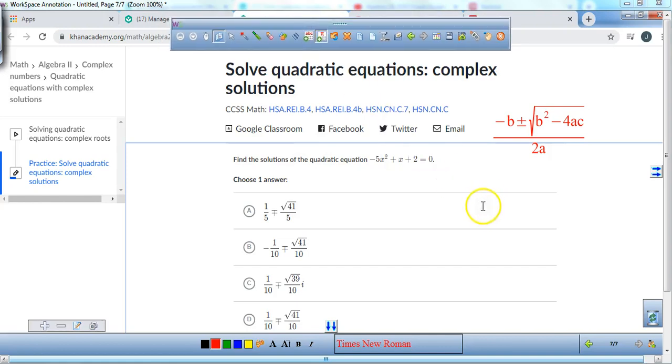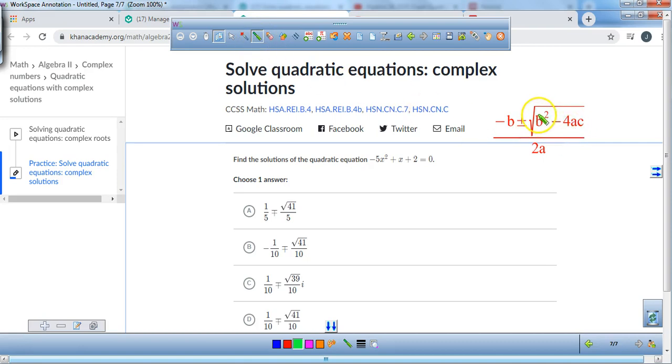Alright everybody, in this lesson we're going to be looking at how to solve quadratic equations that could possibly have complex solutions. And so we're going to be reviewing the quadratic formula once again. Just remember, whenever you're using the quadratic formula, we want to find the discriminant, which I'm highlighting right here. We want to find that first. Okay, so that's the very first thing that we're going to be finding. Just remember, b squared minus 4ac, that is what is called the discriminant.